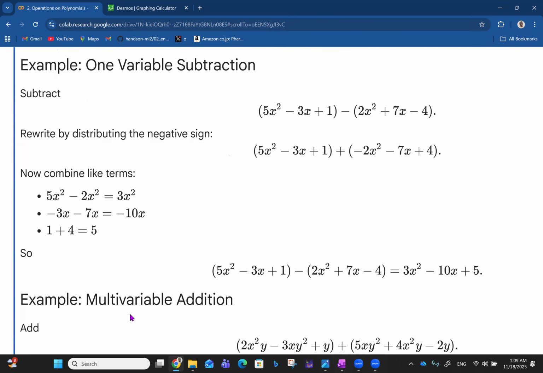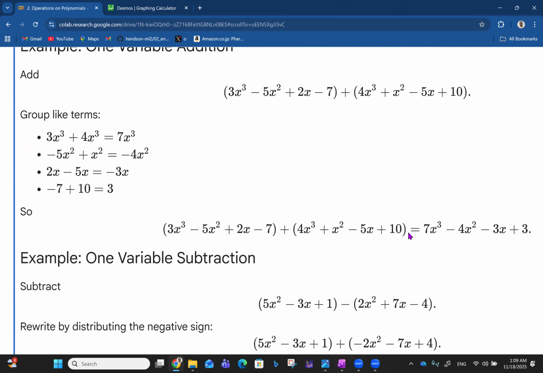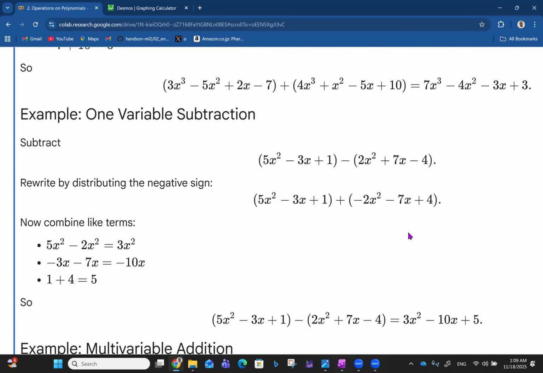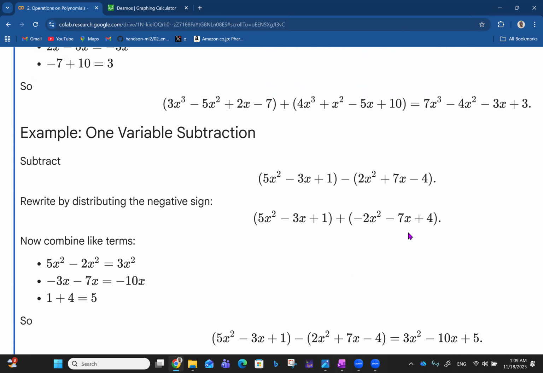So let's try one variable subtraction. What we did before, we could just go straight, but here you have to be more mindful of the sign. The sign is really important in this situation. For one variable subtraction, imagine 5x squared minus 3x plus 1, minus 2x squared plus 7x minus 4. You can rewrite by distributing the negative sign.